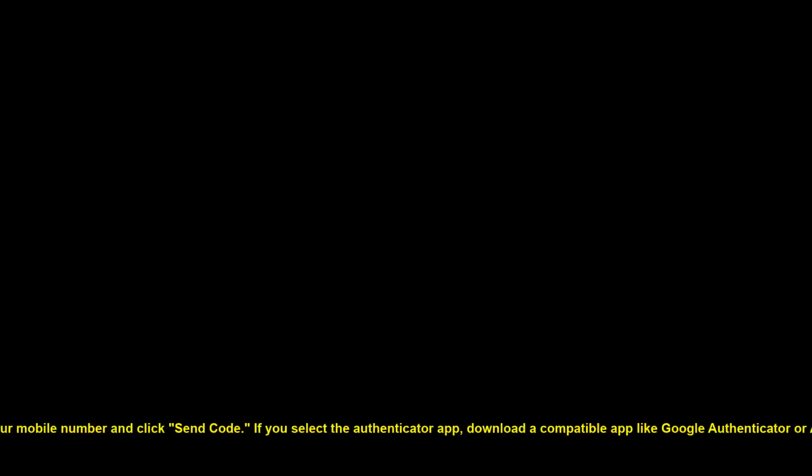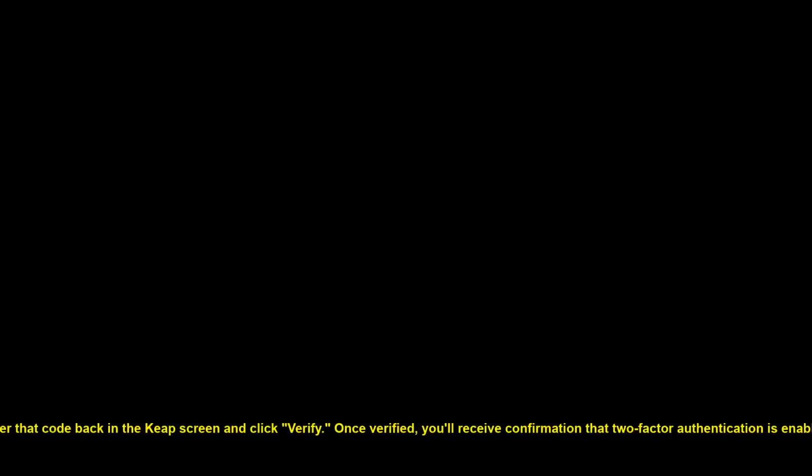If you choose SMS, enter your mobile number and click Send Code. If you select the authenticator app, download a compatible app, open the app and scan the QR code displayed on the Keap screen. After scanning, the app will generate a temporary code. Enter that code back in the Keap screen and click Verify.